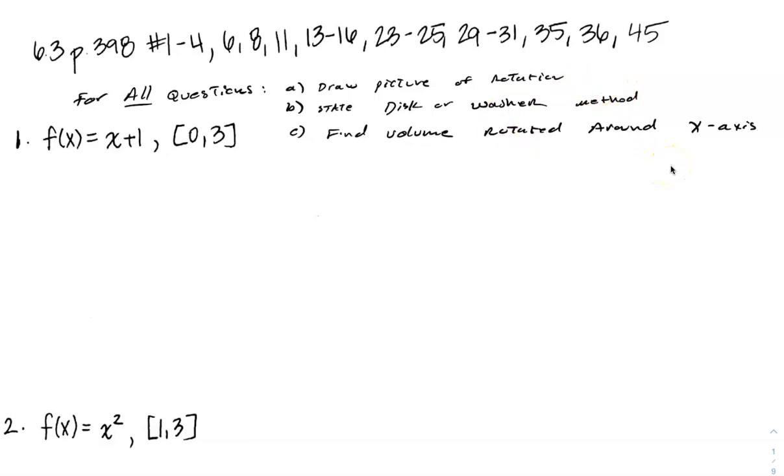So for A, let's draw the picture. We have x plus 1, so we start at 1 and it looks up like this. We're going from 0 to 3, so 0, 1, 2, 3. So this is the region we're talking about, and we're going to spin that about the x-axis. These don't say it, but they all mean about the x-axis. So we're going to spin it about here.